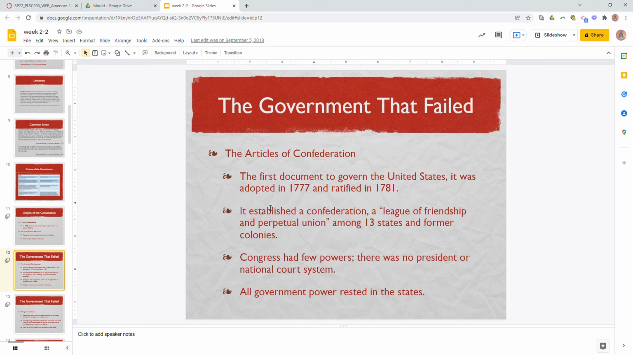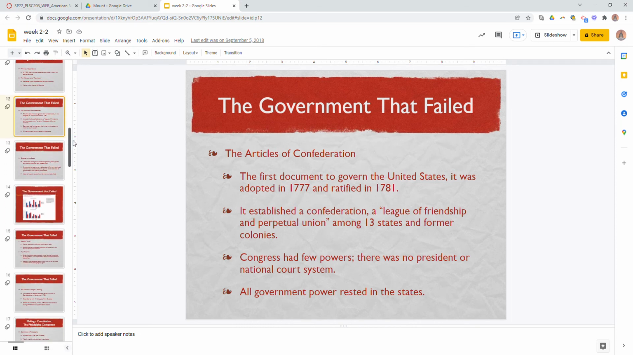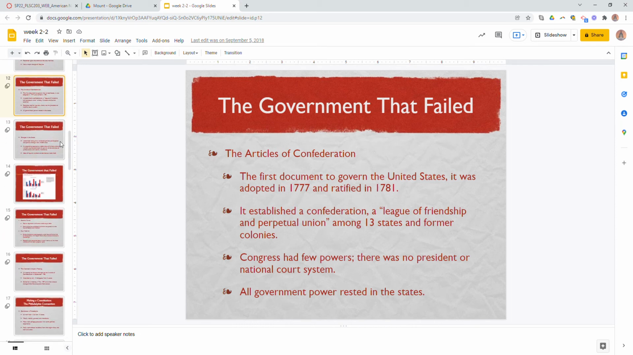Congress had almost no powers. They couldn't tax. Almost all power rested in the individual states. All the states had their own armies. Most of them had their own navies. They all printed their own currencies or used the British pound as their currency still. So it was a chaotic time.